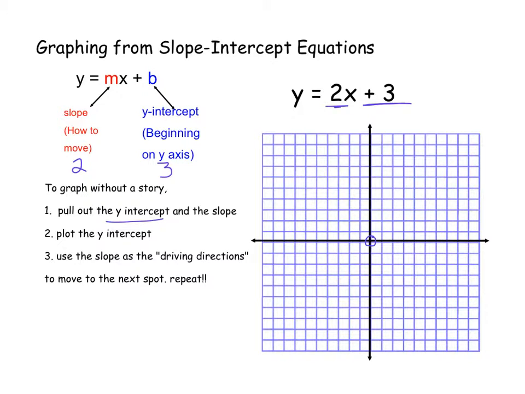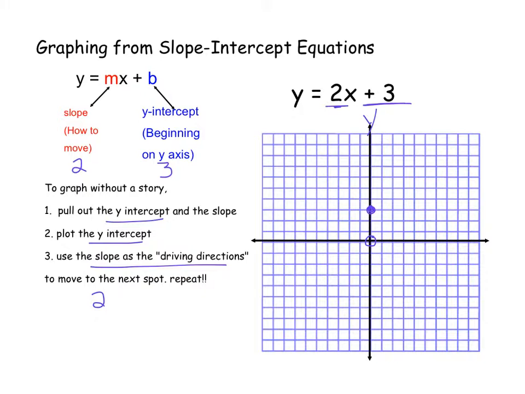So we pulled out the y-intercept and the slope. Now I'm going to plot the y-intercept. It's 3, so I'm going to go to my y-axis, and I'm going to go up to 3. 1, 2, 3, and I'm going to put a point. Then it says use the slope as the driving directions.